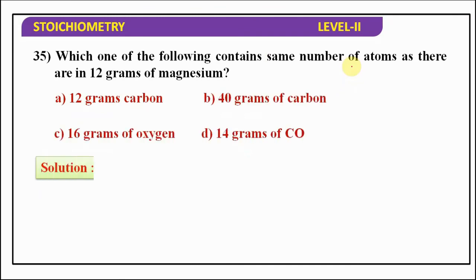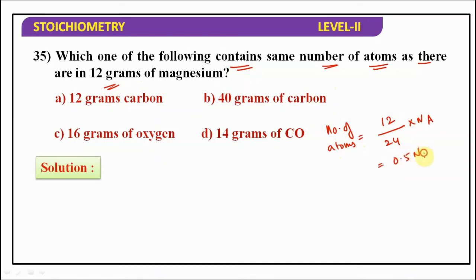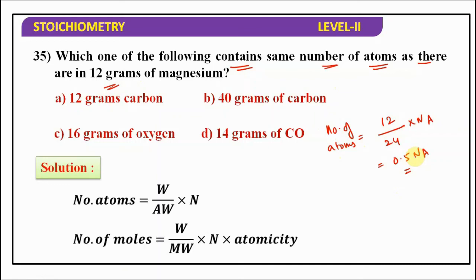The next question: which one of the following contains the same number of atoms as there are in 12 grams of magnesium? First of all, the number of atoms will be equal to number of moles, weight by molecular weight, 12 upon 24 into Avogadro number, that is 0.5 into Na. So the same number of atoms are present in which one?